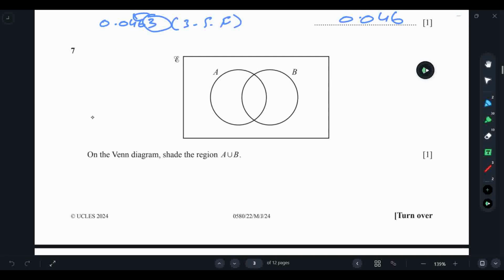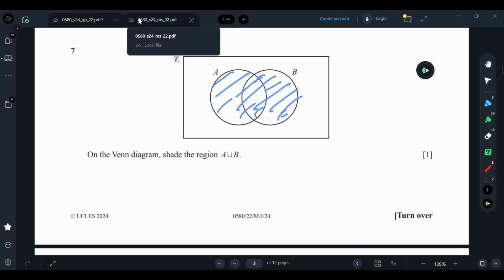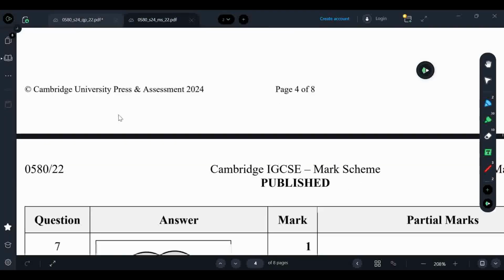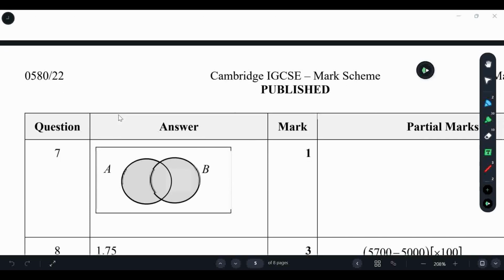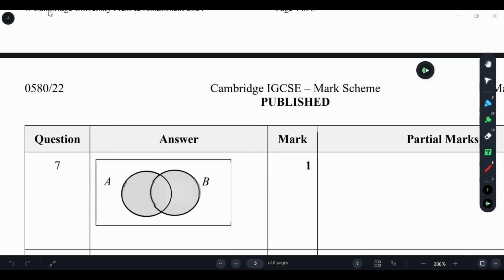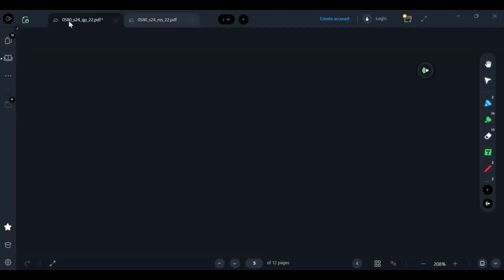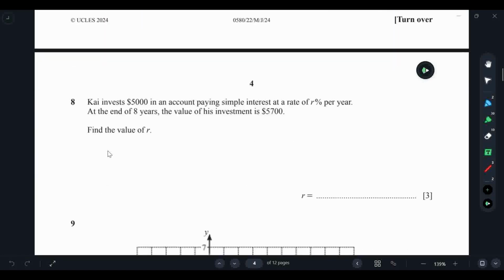On the diagram, shade the region A union B. A union B means we need to consider both the circles. This will be the region. So we need to shade the circles regardless of the common section or anything else. So we can see this will be the answer of question number 7. Now let's move to question number 8.